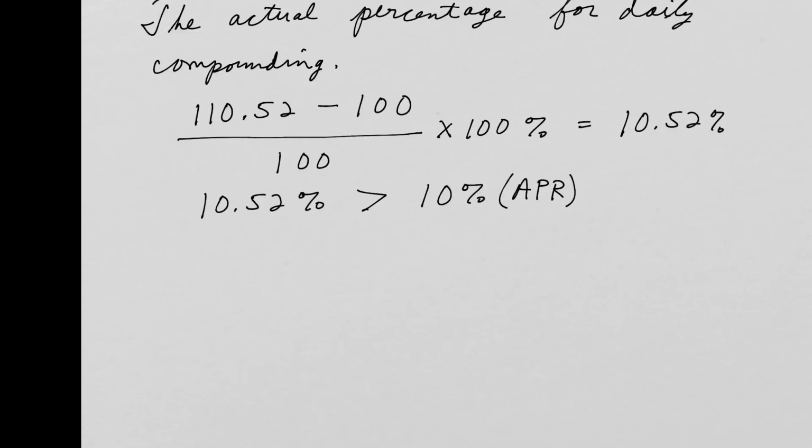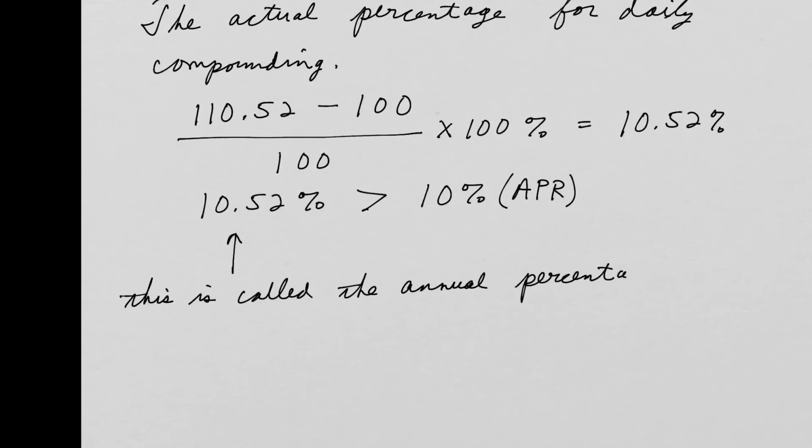So this, the 10.52% in this case, this is called the annual percentage yield, and the acronym for that is APY.